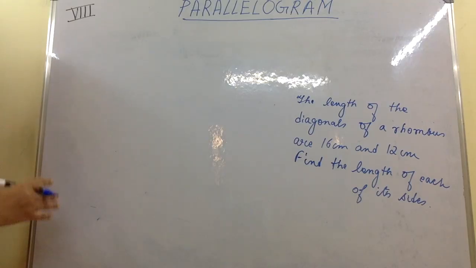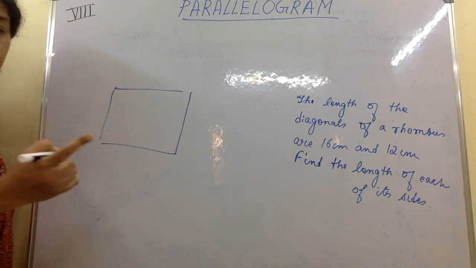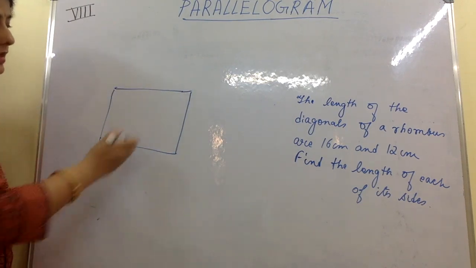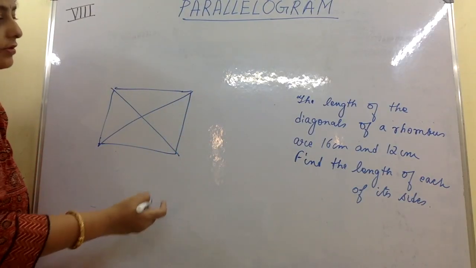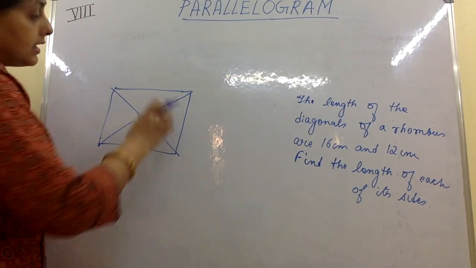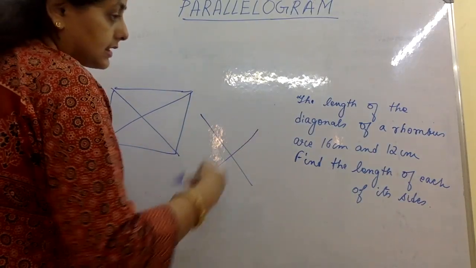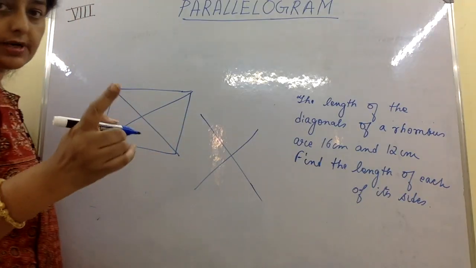The diagonals of a rhombus. The rhombus is also a parallelogram. That is why it is in this chapter. The only thing in a rhombus is all the sides are equal in length. Diagonals of a rhombus are 16 and 12. Okay, one is 16, one is 12. Find the length of each of its sides. They have not given us the sides, they want us to find, and the diagonals are given as 16 and 12. Diagonals bisect for a parallelogram.